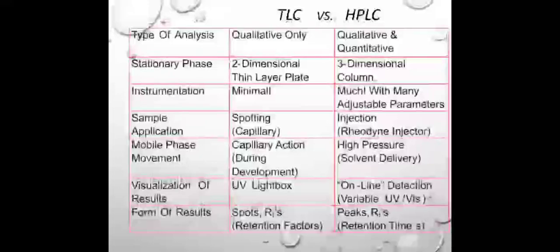Then form of results. The results from TLC we get in the form of Rf value, that is called the retention factor. The results we get in HPLC are in the form of peaks, and this peak is measured in the form of retention time and peak area. So this is the differentiation between TLC and HPLC.